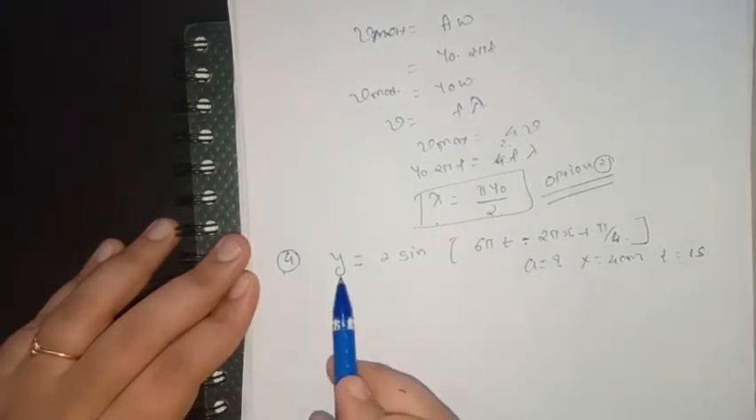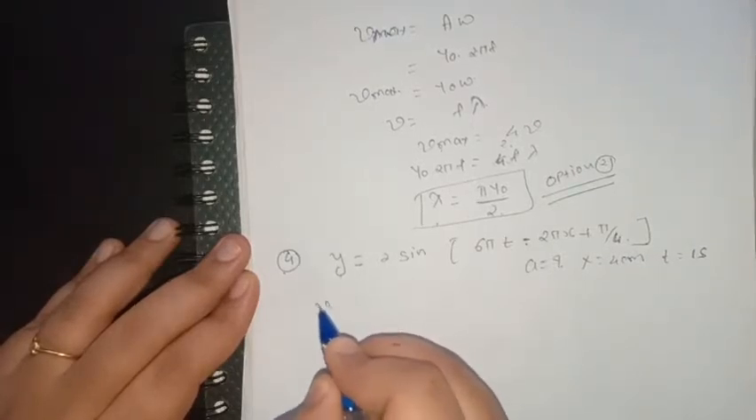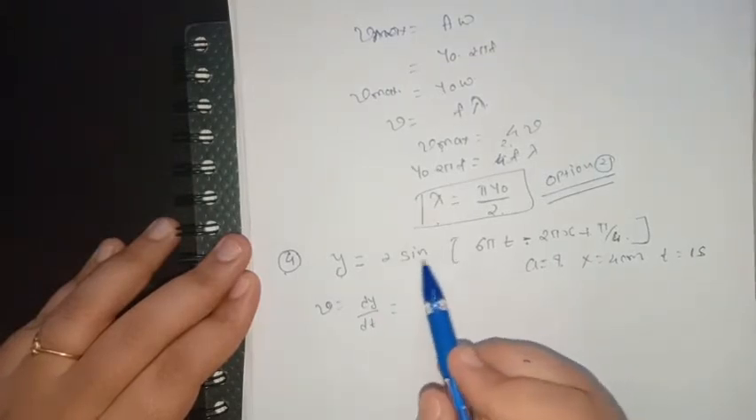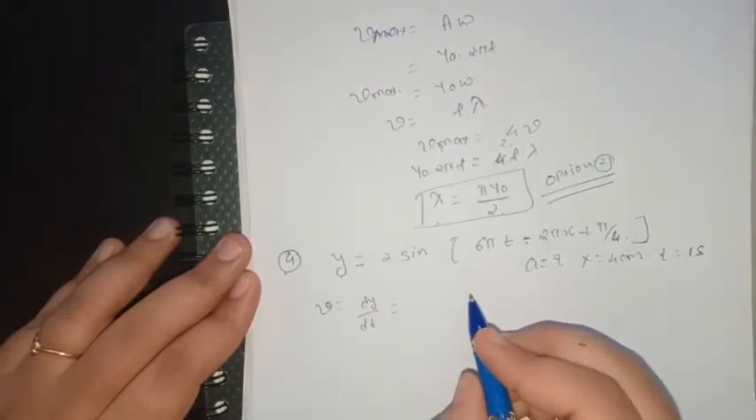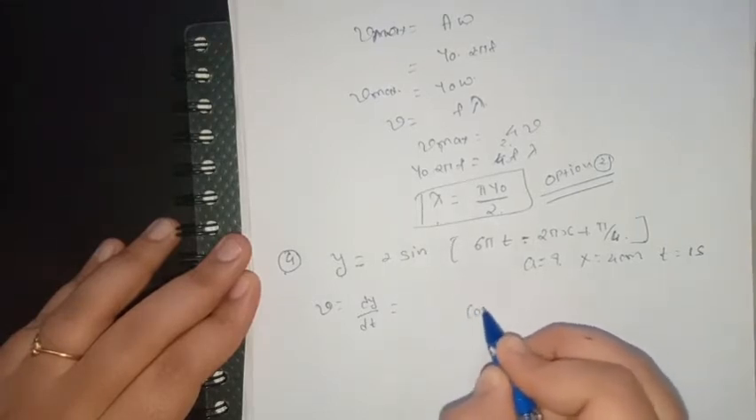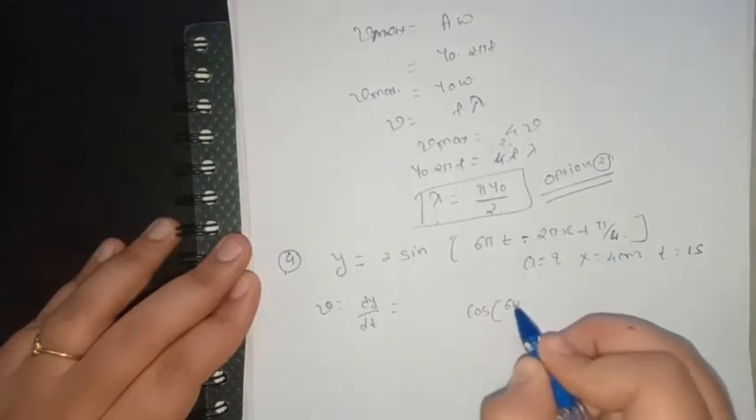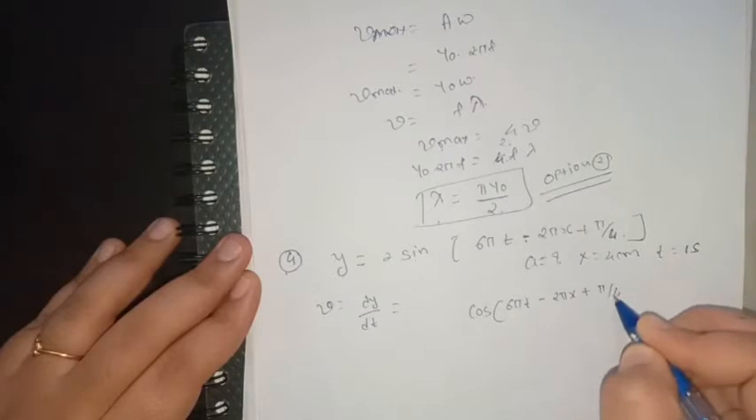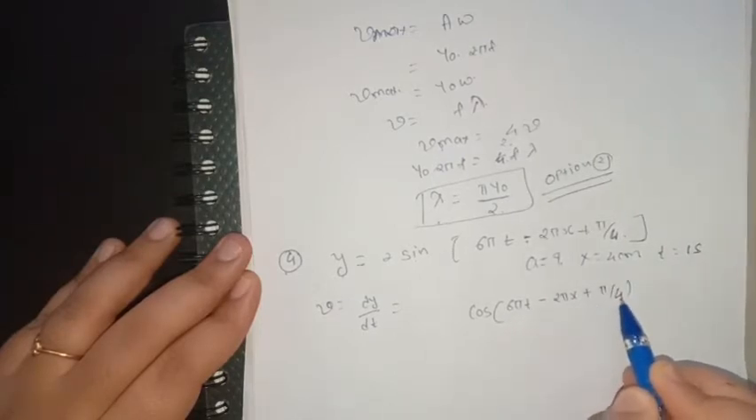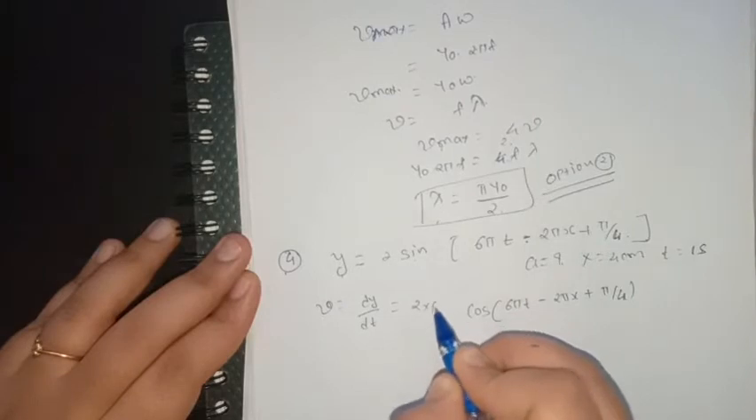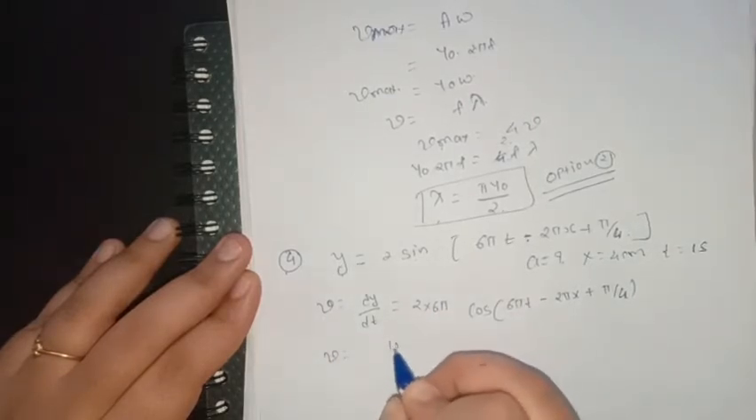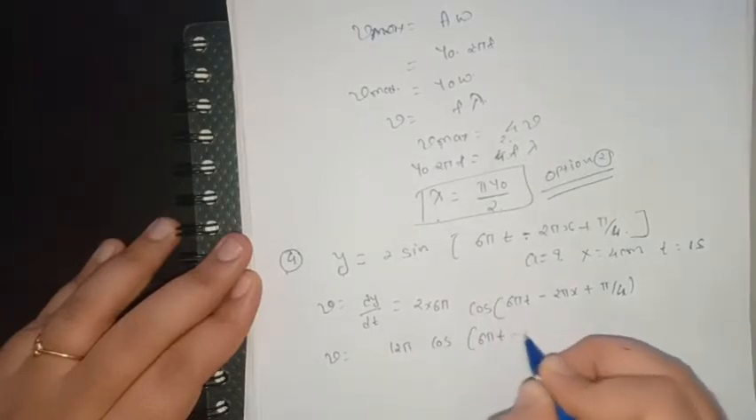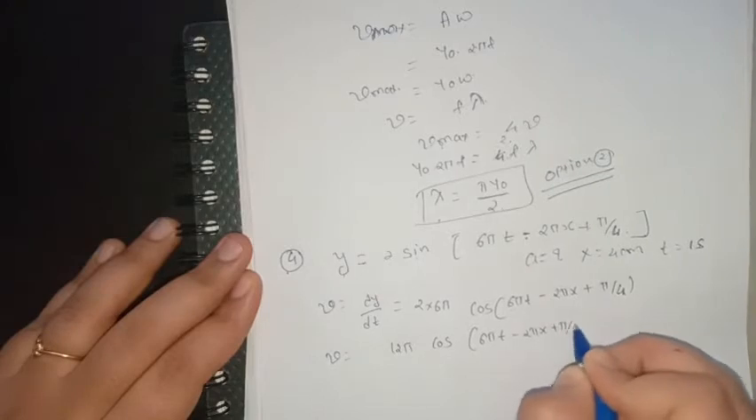By differentiating this equation with respect to time, we will get velocity. So v will be dy by dt. Differentiation of sine will be cos of (6 pi t minus 2 pi x plus pi by 4). Differentiating again with respect to time, we will get 2 into 6 pi. So v will be 12 pi cos of (6 pi t minus 2 pi x plus pi by 4).